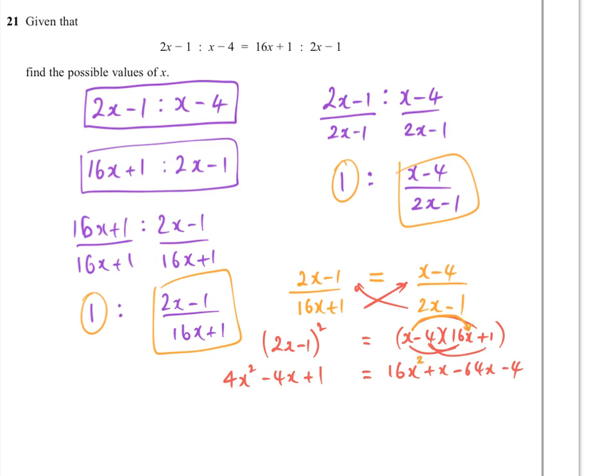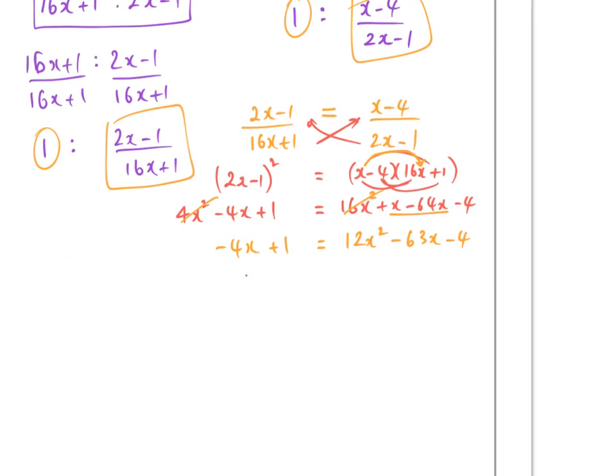So let's get the x squares on both sides. So I can take 4x squared from both sides, and that gives me 12x squared here. I'm just going to simplify the right hand side here. I'm now going to add 4x to both sides. And that will give me 1 equals 12x squared. And then if I add 4x to minus 63x, that gives me minus 59x minus 4, and then take 1 from both sides. That gives me 12x squared minus 59x minus 5.